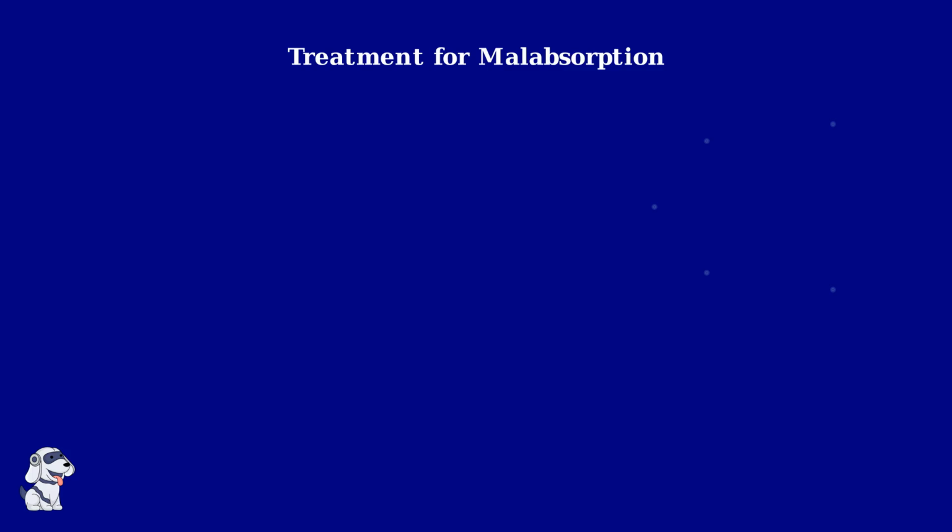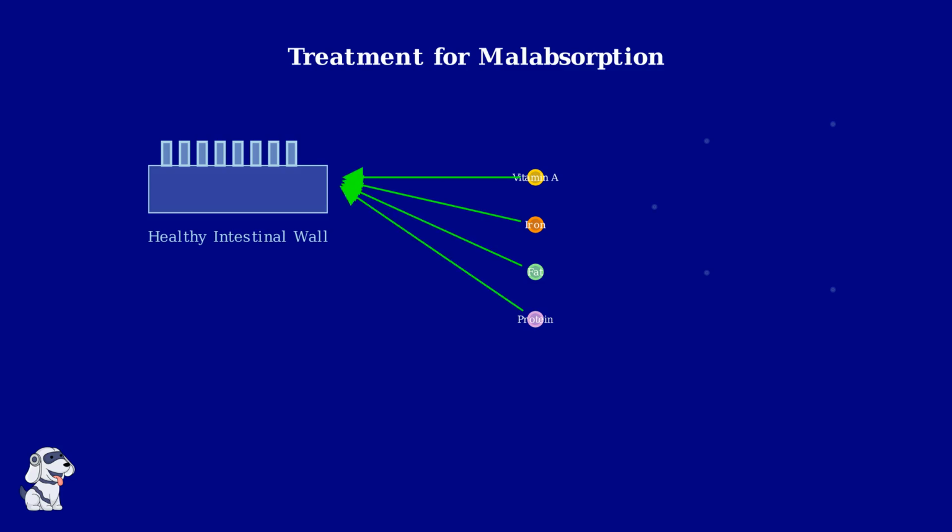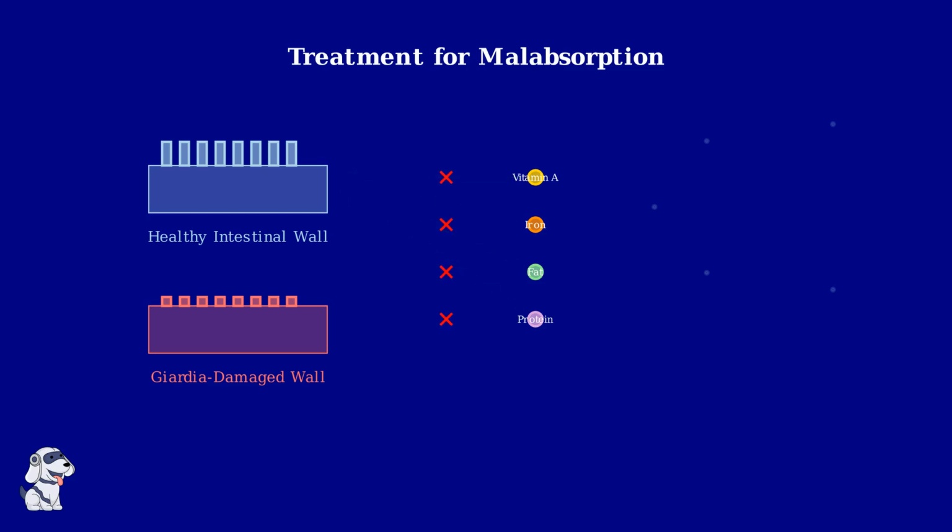When Giardia infection causes malabsorption, treatment becomes essential for your recovery. Let's understand why this happens and how treatment helps. In a healthy intestine, tiny finger-like projections called villi help absorb nutrients from food. These villi have a large surface area that efficiently captures vitamins, minerals, fats, and proteins. However, when Giardia trophozoites attach to your intestinal wall, they damage these villi.